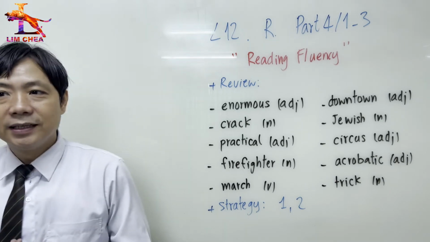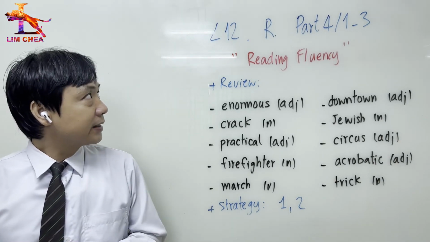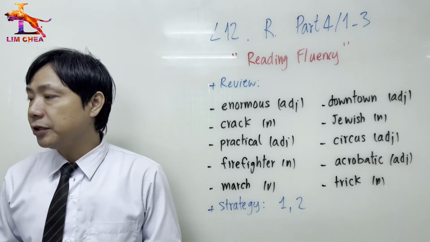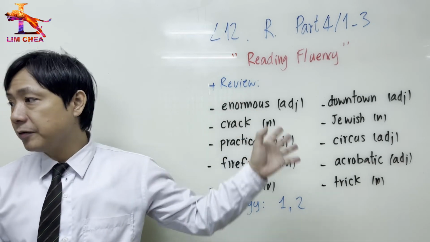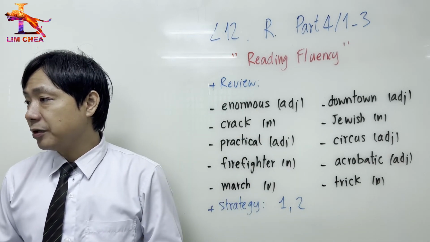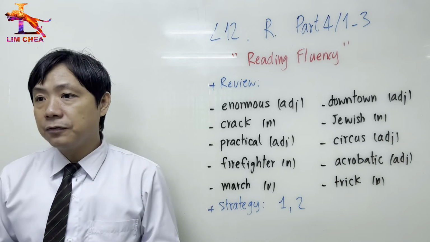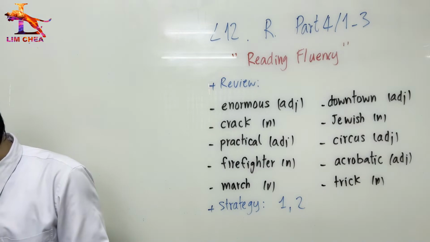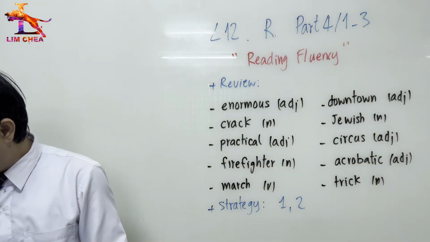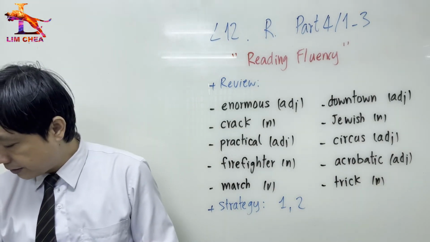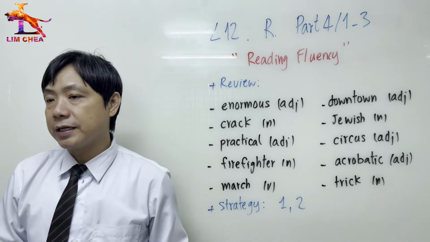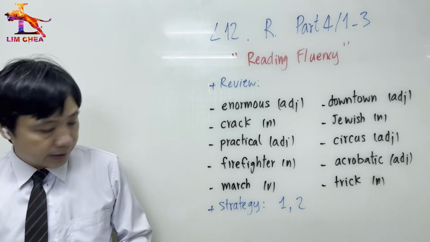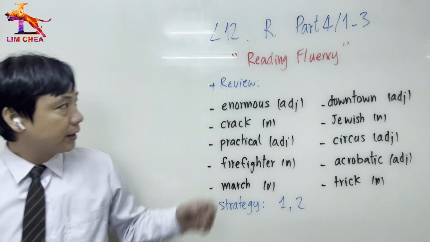Okay, hello everyone. This is the last one on level 12, reading part 4, unit 1 to unit 3. We have the same strategy but different exercises for unit 1 to unit 3. It's about reading fluency. In our review, we studied how to make your reading faster, and reading with a time limit to make yourself fluent in your reading. Okay, the first one, please start with our vocabulary first.